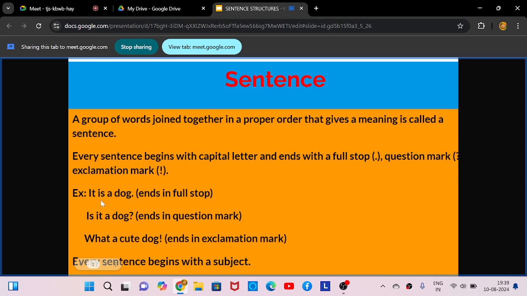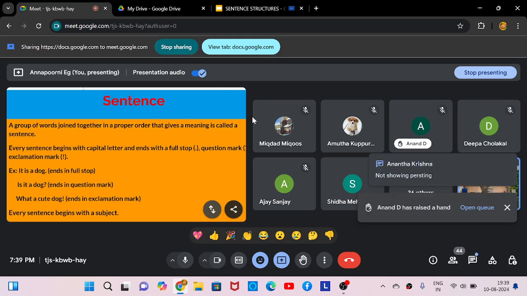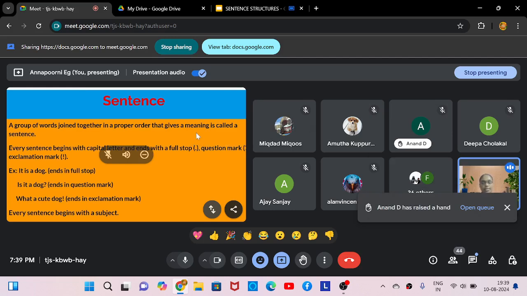So here you can see, it is a dog is a statement that ends in a full stop. Is it a dog is a question that ends in a question mark. And what a cute dog, that is another sentence that ends in an exclamation mark.